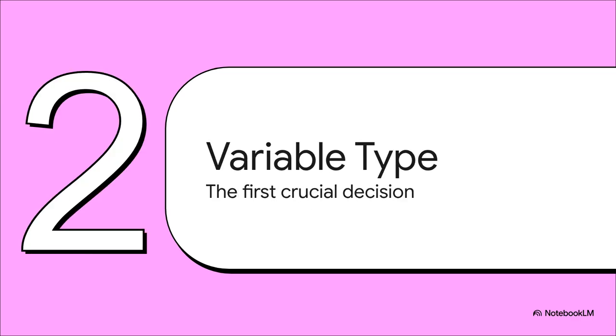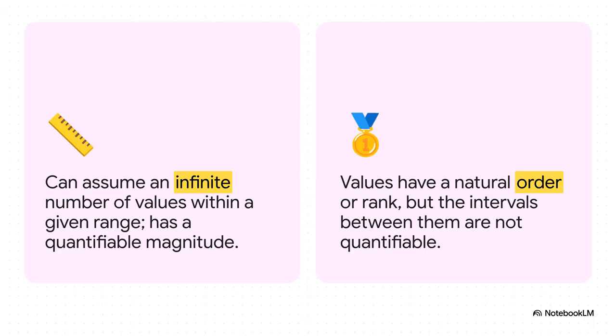And honestly, this is the big one. It's the most important first step. You have to understand the fundamental nature of the data you're working with. Getting this right immediately narrows down your choices in a huge way. So you've got 2 main suspects here.